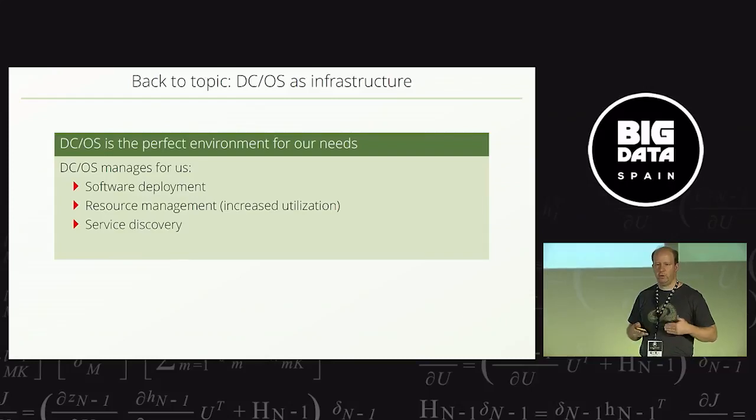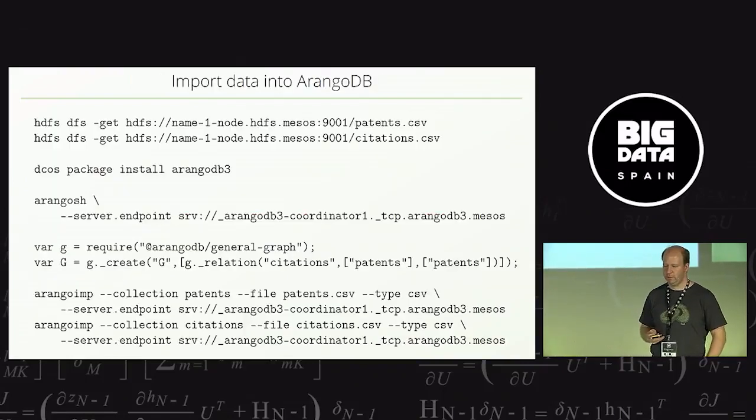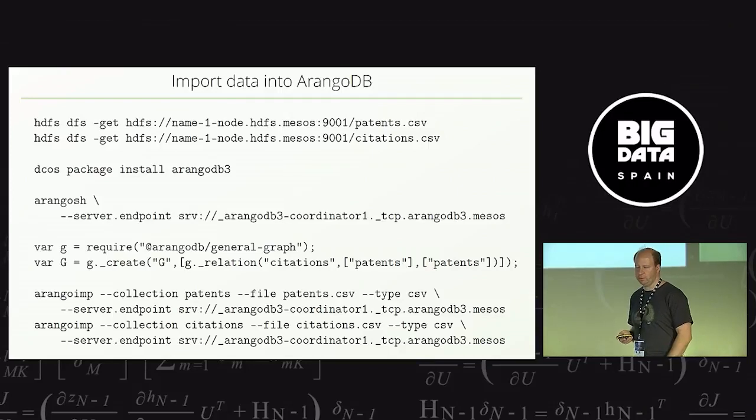You not only deploy your database, you deploy Hadoop, you deploy your other applications, you deploy Spark, and get service discovery, resource management, good utilization, and so on. You get this essentially for free, and you can play these games. And you can plug things together. So what I claim is you can do things like HDFS, Spark, ArangoDB, just in the same Mesos cluster or Kubernetes cluster, and start playing. And just to make this point a bit more explicit, let me show you a few examples. This is not live, but these are simple commands.